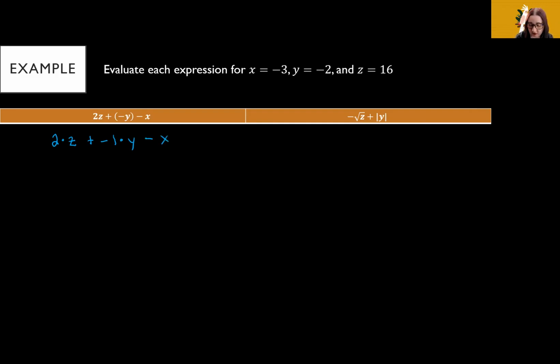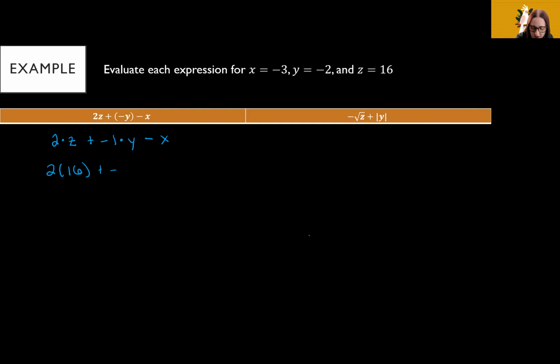So I replace: I've got 2z, and z is 16, so it's going to be 2 times 16. I like to do my multiplication with parentheses. You can do the dot, but I use parentheses because once we have negatives, it's easier to keep apart where the negatives are. It doesn't look like subtraction.